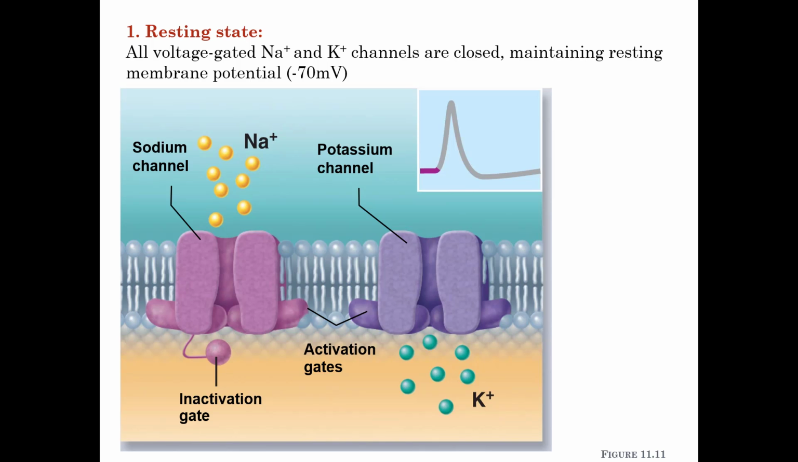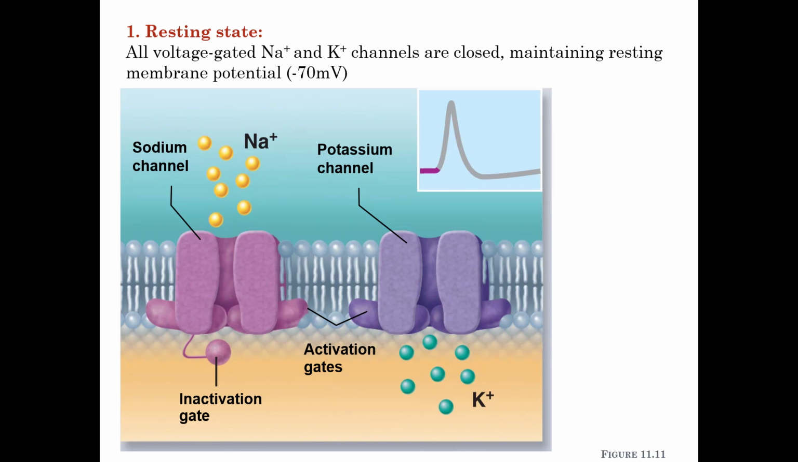Okay, so we're going to see all of the stages of what happens at that direct spot on the cell membrane. And then we're going to move on to how that signal passes from one part of the cell membrane to a neighboring part of the cell membrane, and so on down the length of the axon.